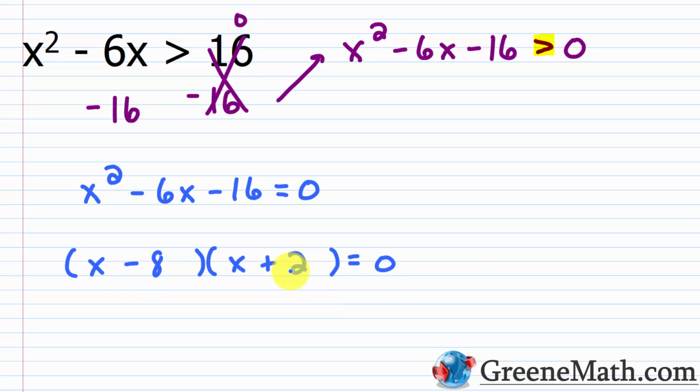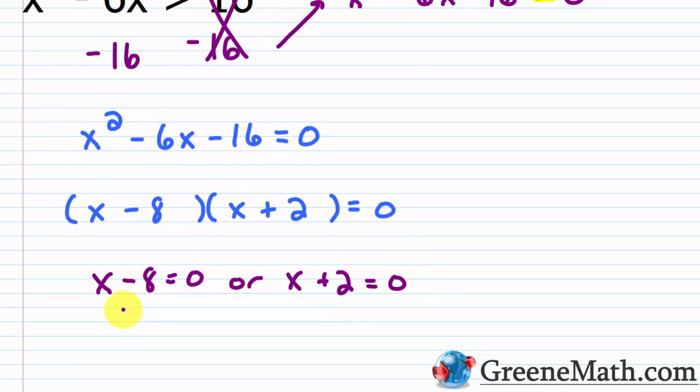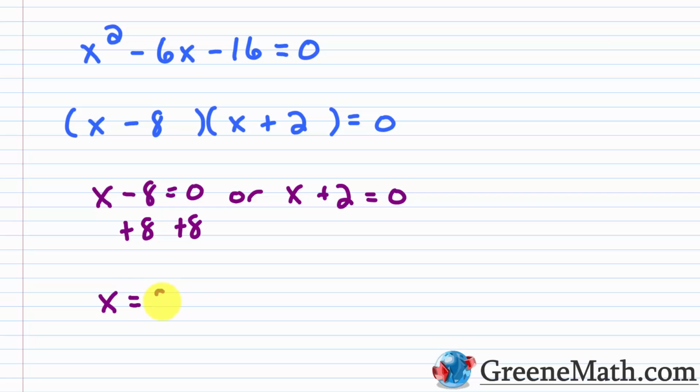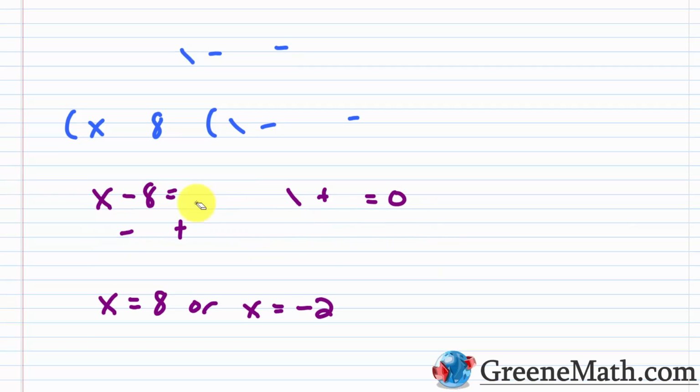So now I can just set each factor equal to 0 and solve. I would have x minus 8 is equal to 0, or I would have that x plus 2 is equal to 0. For this one, I can add 8 to each side of the equation, and I'll get that x is equal to 8. For this one, I can subtract 2 away from each side of the equation. I'll get that x is equal to negative 2. So let's erase all of this. We don't need any of it anymore. We just need these solutions.